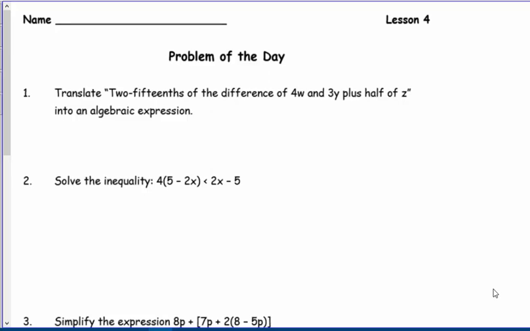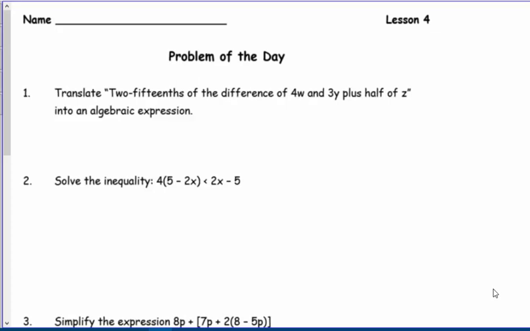Today's video can be found on your Unit 1A packet, and we're on pages 15, 16, and 17. So as you can see, the first page here is the problem of the day. This is where I'd like you to do some thoughts on your own on these couple questions.